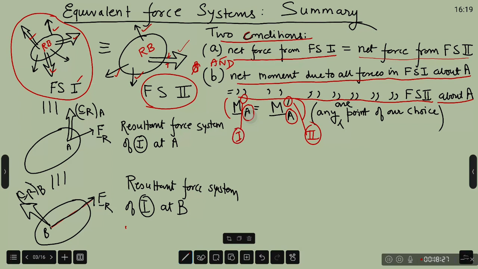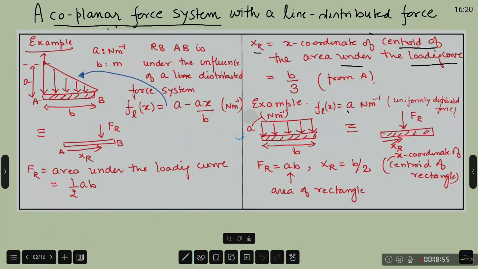A is any one point of your choice. You check these two conditions, or rather condition B only for one point A, and that is enough. And that point A is your choice. That will mean if both conditions are satisfied, we will say that the two force systems are equivalent. Okay.